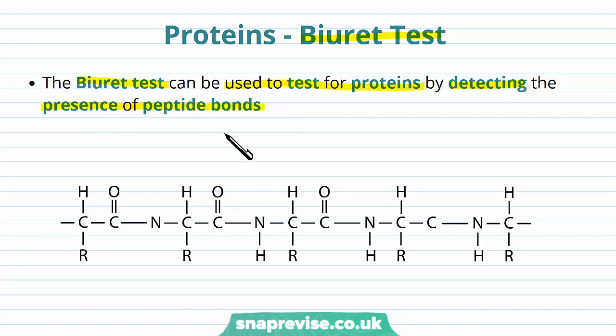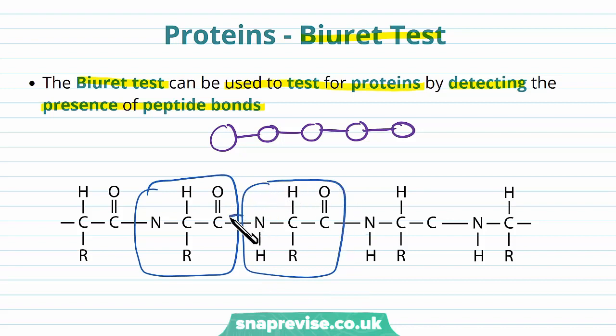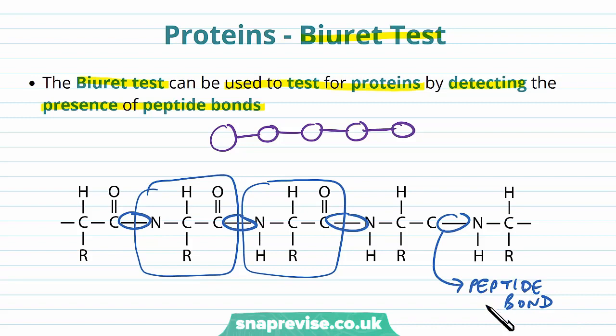So remember, a protein is a chain of amino acids, and the bond that keeps those amino acids together is what we're testing for in this particular chemical test. So here we have our different amino acids attached to each other in a chain, and every time we see these links we see a peptide bond, and it's these peptide bonds which are being tested for in this particular procedure.